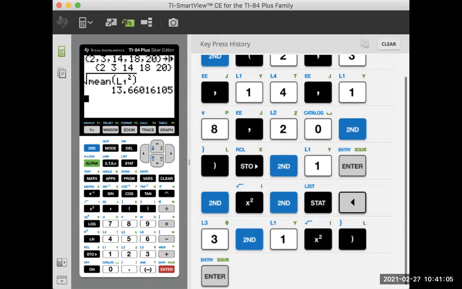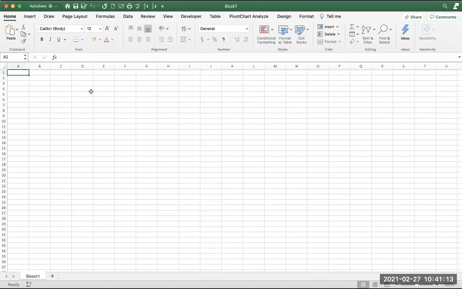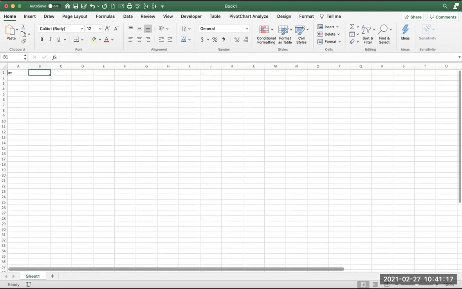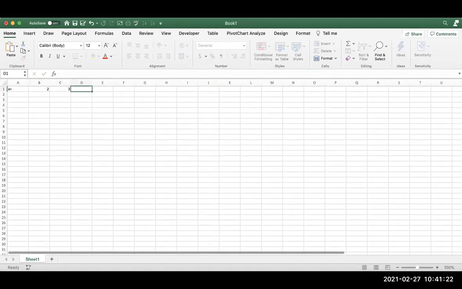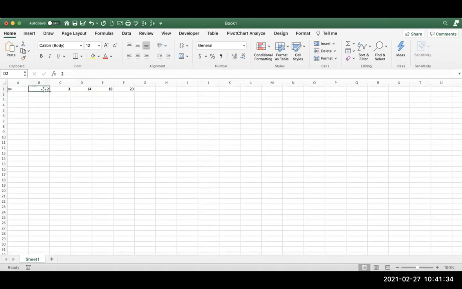Let's do Excel. Let me go to Excel. So let's say that this is my X values. My X values were 2, 3, 14, 18, 20. Okay, so 5 numbers. Let me name this range. Let's name it X and hit enter.